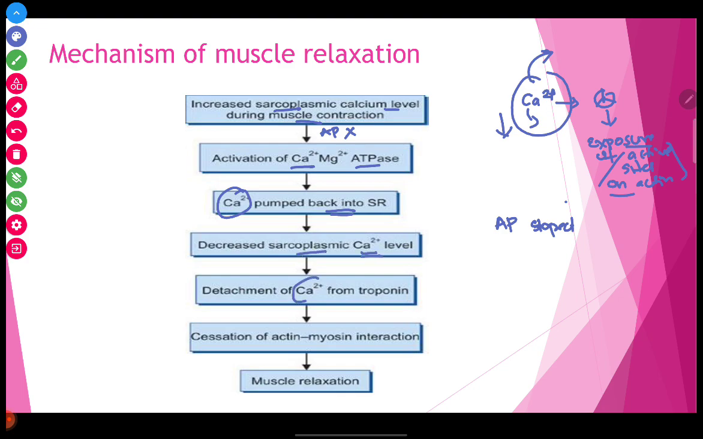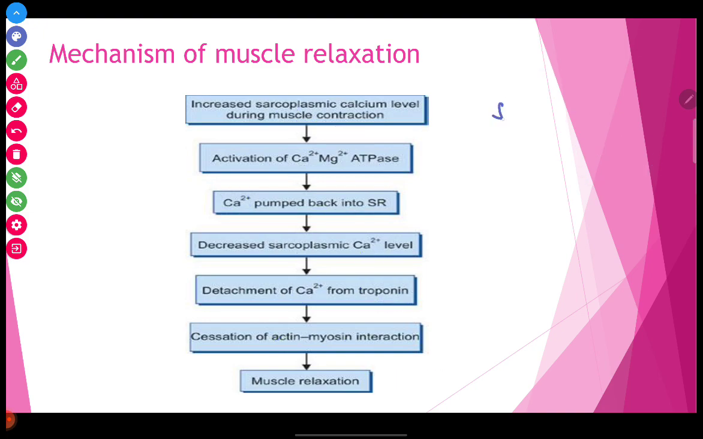So there is detachment of calcium from troponin and there is cessation of actin-myosin interaction, and it helps in muscle relaxation. So calcium was responsible for binding to the troponin and exposure of active sites on the actin. Once the calcium level is decreased, the troponin molecule again attaches on the active sites on the actin and there is no site for the myosin head to bite. It results in the cessation of actin-myosin interaction and there occurs muscle relaxation. I think it is very clear to you.